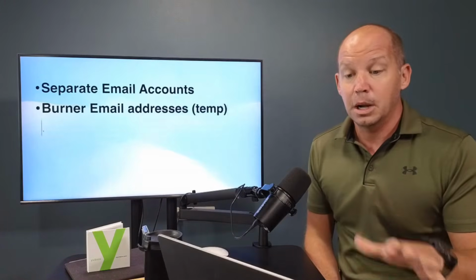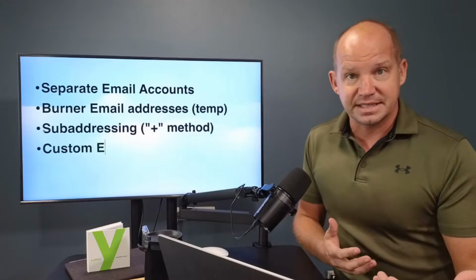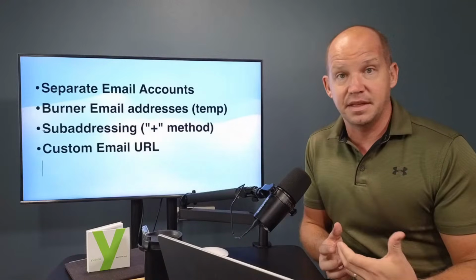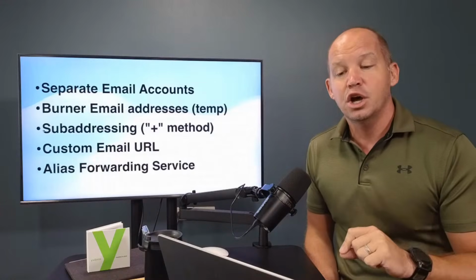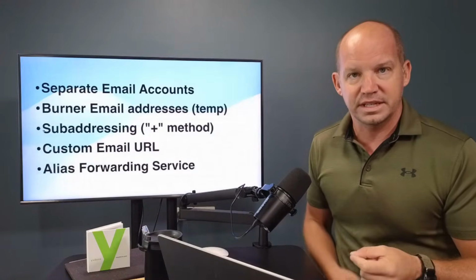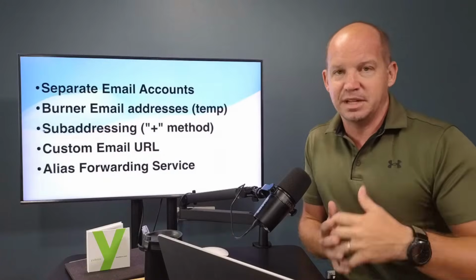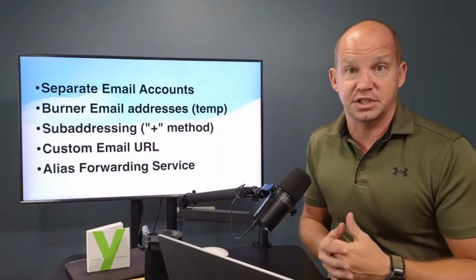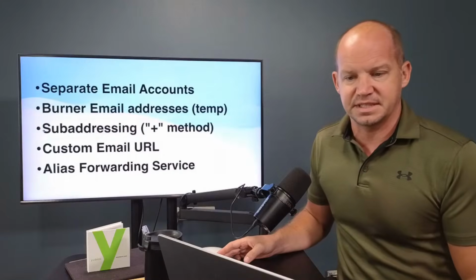So separate email accounts. We'll explain exactly what these are later. Burner email addresses. These are temporary. You've got subaddressing, which if you've never heard that plus method, I'll explain that in a minute. You've got custom email URL, and then we have alias forwarding service. All of these, we're going to walk through each of them individually, and then I'm going to give you the pros and cons of each so you can understand better which ones you could use for different circumstances.